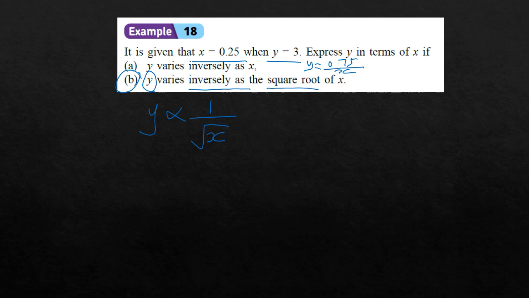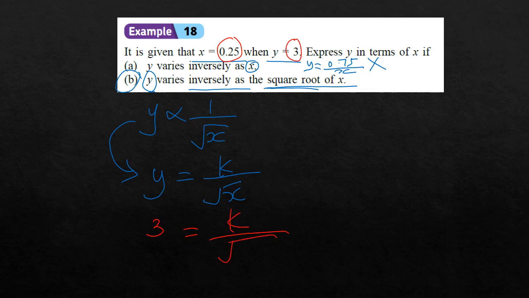No, cannot, because this one is a different question. This one varies inversely with x. This one varies inversely with square root of x. So cannot use the same k. You have to find your k. How to find? Equal sign. This one. So how to find? You use this one. Your x is 0.25 and your y is 3. Your k is that one you want to find.